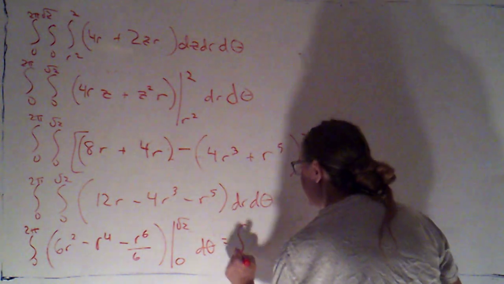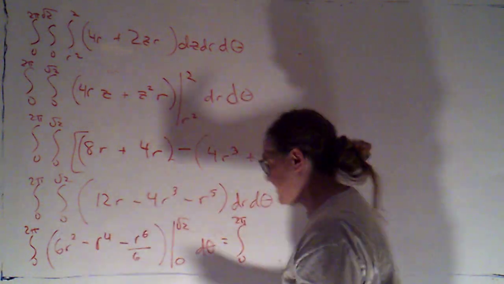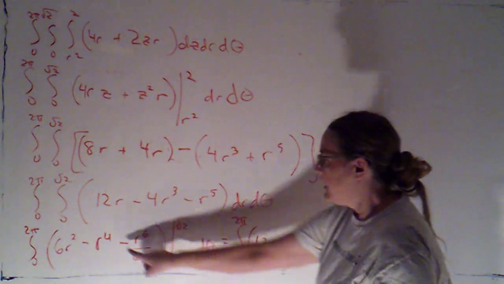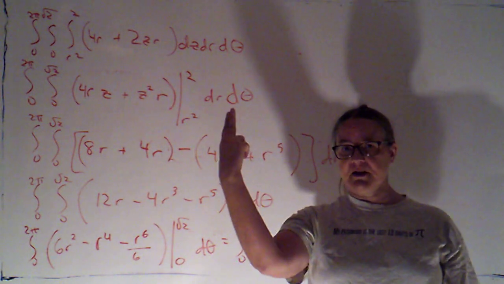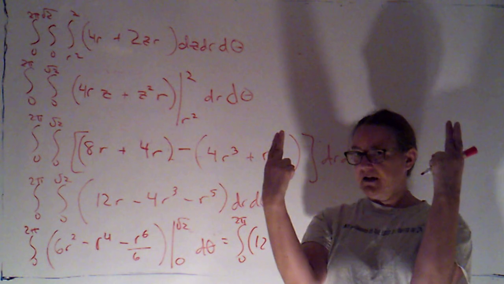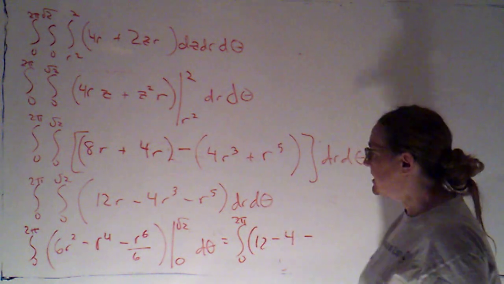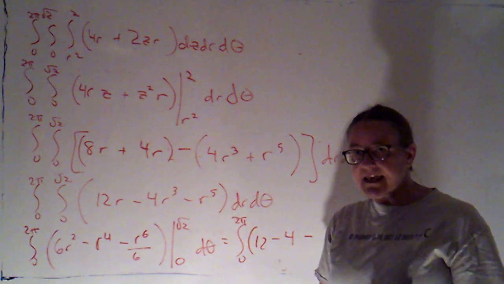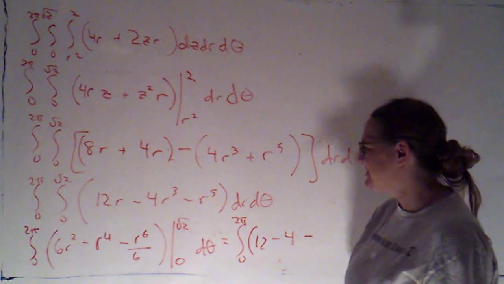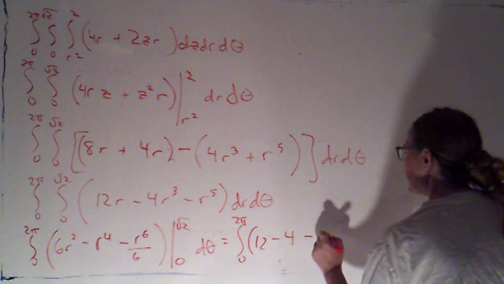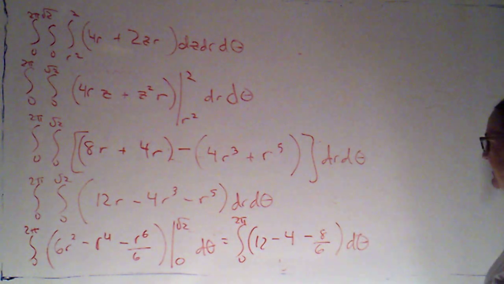Okay, integral 0 to 2 pi. Root 2 squared is just 2, times 6 is going to be 12. Root 2 to the 4th, well, that's root 2 times root 2, which gives me a 2. Two more factors of root 2 give me another 2. 2 times 2 is going to be 4. So minus 4. Minus root 2 to the 6th. That's 3 pairs of root 2, so that's 3 copies of 2. So 2 times 2 times 2 is going to be 8. So we've got minus 8 sixths. And then we still need to integrate that with respect to theta.